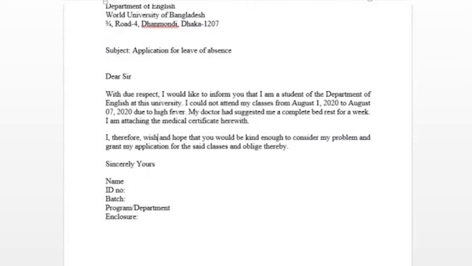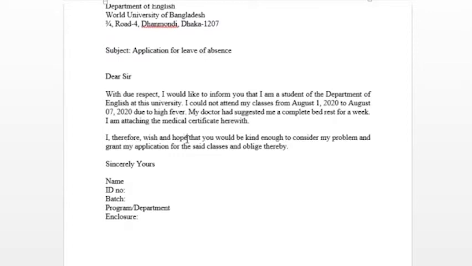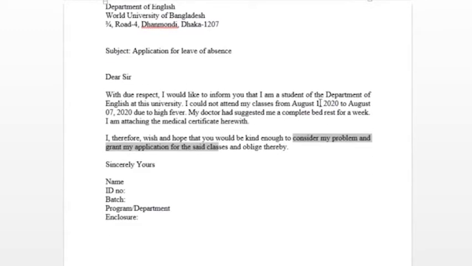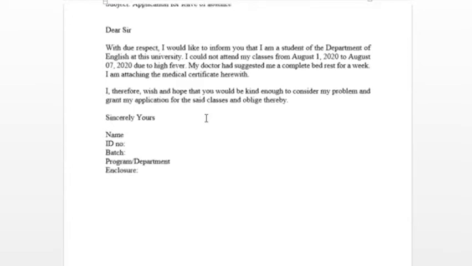So here we should avoid the word pray and write wish. So "I, therefore, wish and hope" - you can keep the hope word. So "I therefore wish and hope that you would be kind enough." Remember, this is a very common expression here, that you would be kind enough to consider my problem and grant my application for the said classes. Said classes means the mentioned classes from August 1 to August 7. And oblige thereby.